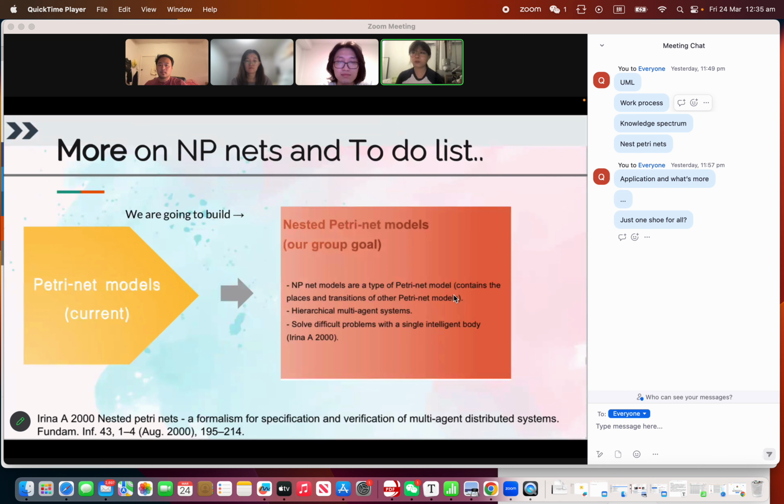Without NP-Nets models, the modeling and analysis may require other cumbersome methods, especially in multi-agent distributed systems. It could be used to solve difficult problems. NP-Net is a special type of Petri net because NP-Nets are an extension of Petri nets. They contain other Petri nets at their places and transitions. It is modeled for hierarchical multi-agent systems.